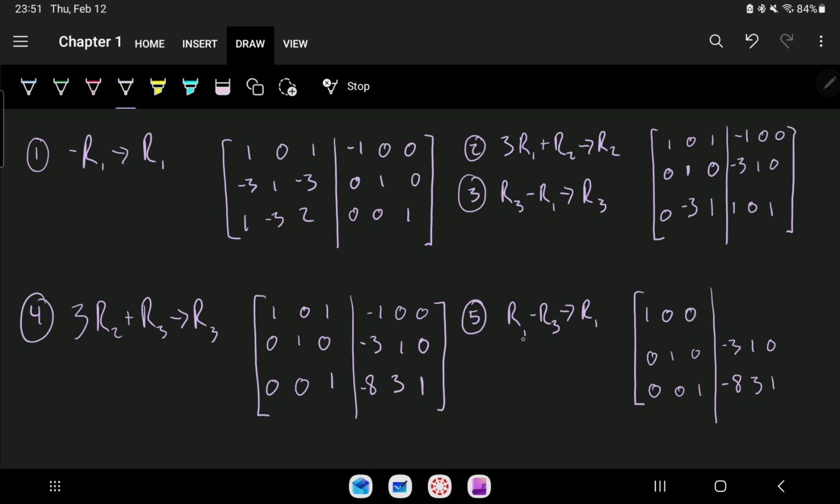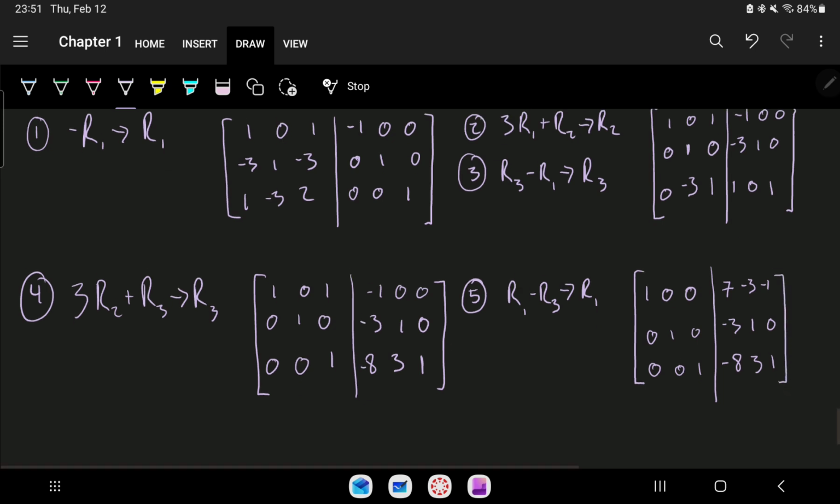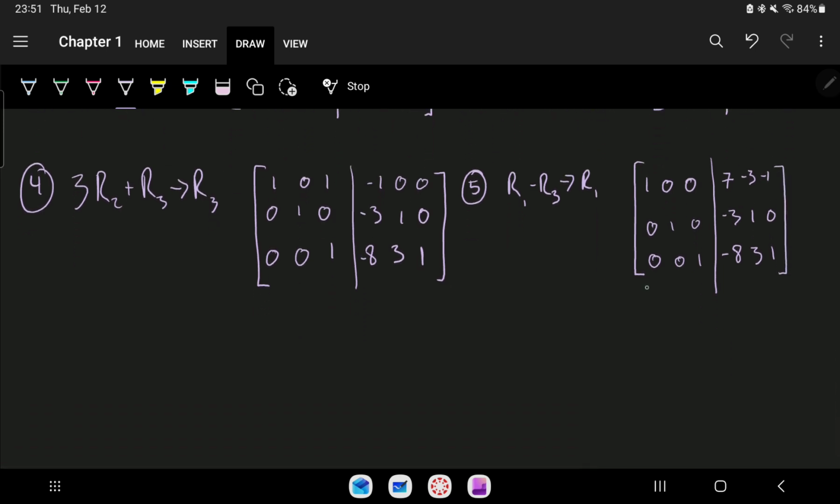Alright, I have negative 1 minus negative 8. It's going to give us 7. I have a 0 minus 3, is a negative 3. I have a 0 minus 1, is negative 1. Alright, so this is identity, which means this is going to be our A inverse.